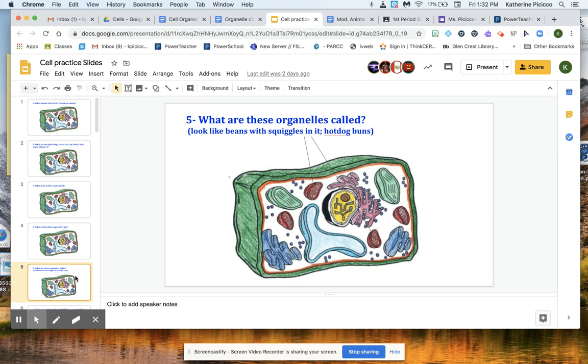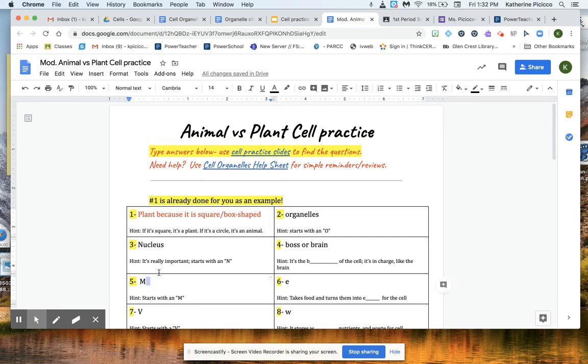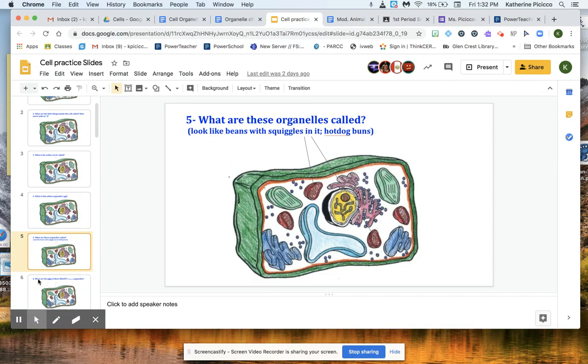These organelles are really, really important. They are called mitochondria. So here's the answer, mitochondria, okay? All right, next one. Number six.